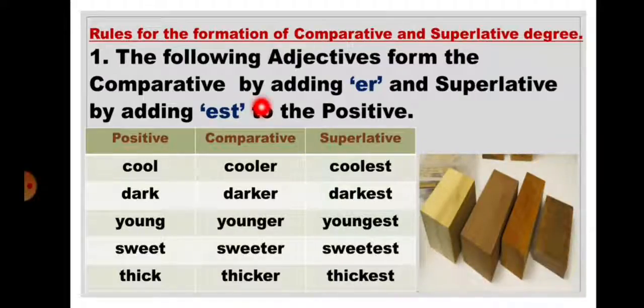Rules for the formation of comparative and superlative degree. First one, the following adjectives form the comparative by adding er and superlative by adding est to the positive. Like in positive, cool. So by adding er to the positive, it will become comparative degree, cooler. In superlative degree, we have to add est to the positive in order to make it a superlative degree, coolest. Dark, darker, darkest. Young, younger, youngest. Sweet, sweeter, sweetest. Thick, thicker, thickest.